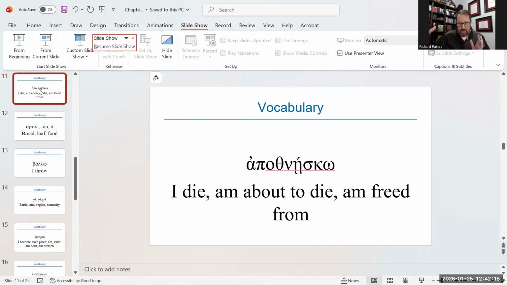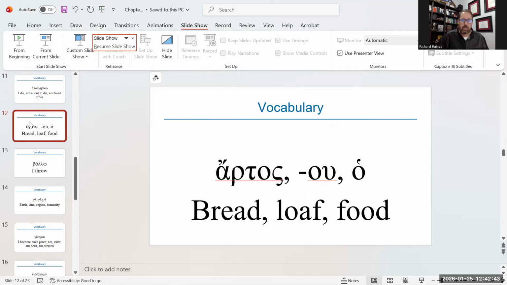Because as you learn to exegete and as you learn these words in your exegesis exercises, using commentaries, you will dig deeper into the meaning of these words. Right now, we just want you to get a good working definition. And if there's a definition I prefer, I'm going to tell you which one it is. In this case, I die. That's what I would use. Artos, bread, loaf, or food. I would say bread. Give us this day our daily bread.